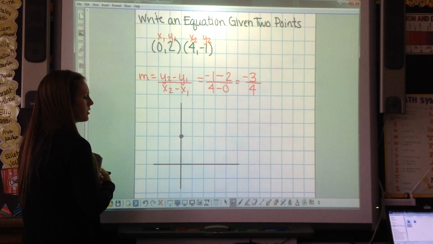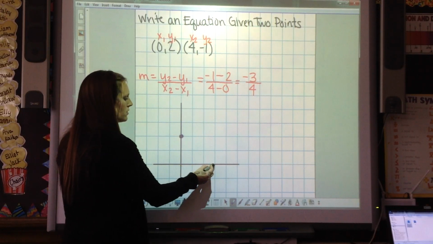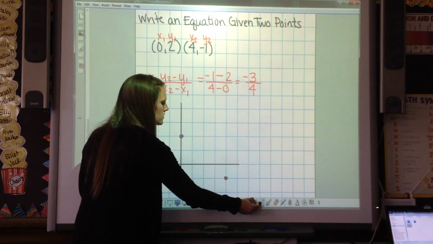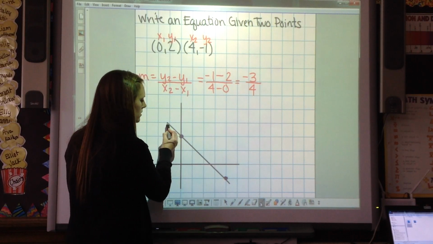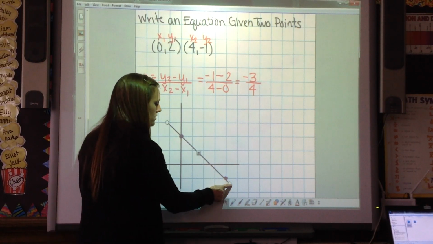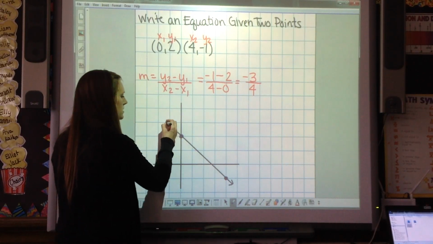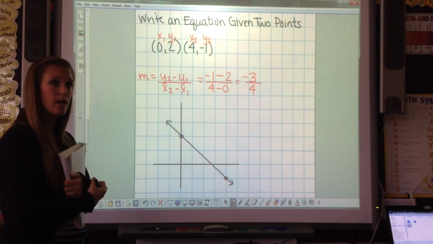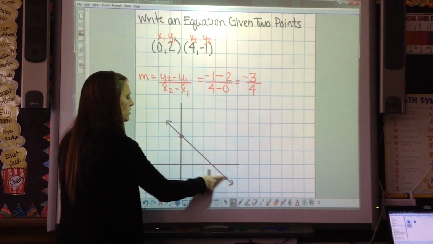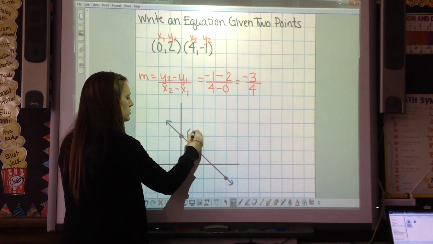And we have an ordered pair, 4, negative 1. This is what our equation looks like. We already found slope, so I don't need to find it. But think about what your y-intercept is. Your y-intercept is when the line crosses the y-axis. The y-axis right here is at 2.